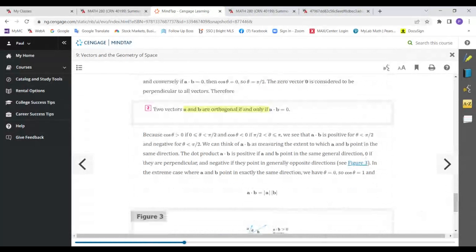By the way, before I get there, let me mention, it says two vectors are orthogonal. Orthogonal means perpendicular. Two vectors are orthogonal if and only if their dot product equals 0. Why would that be?